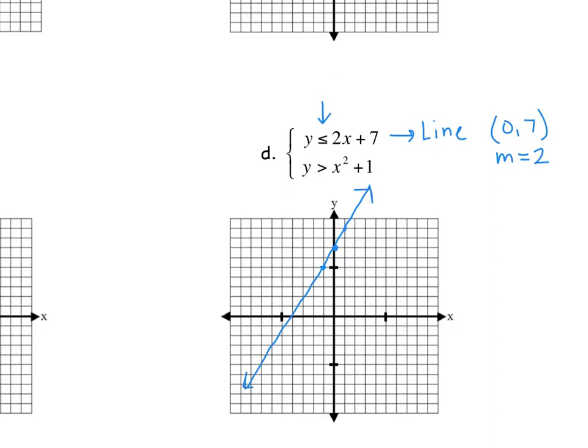I can go ahead and test my point here. 0, 0 is not on my line, so I can test that nicely. When I do test that, when y is 0 and x is 0, I get 0 is less than or equal to 7, which is true. So that means I'm going to be shading to the right of this line. I'm not going to shade yet. I'll shade at the end.